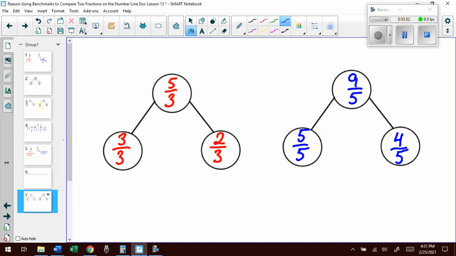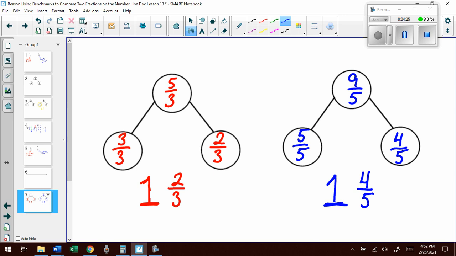Our denominator is 5. So go back over here. We have 1 whole, 3/3. We have 1 whole plus an additional 2/3. So our mixed number is 1 and 2/3. And here we have 1 whole plus an additional 4/5.